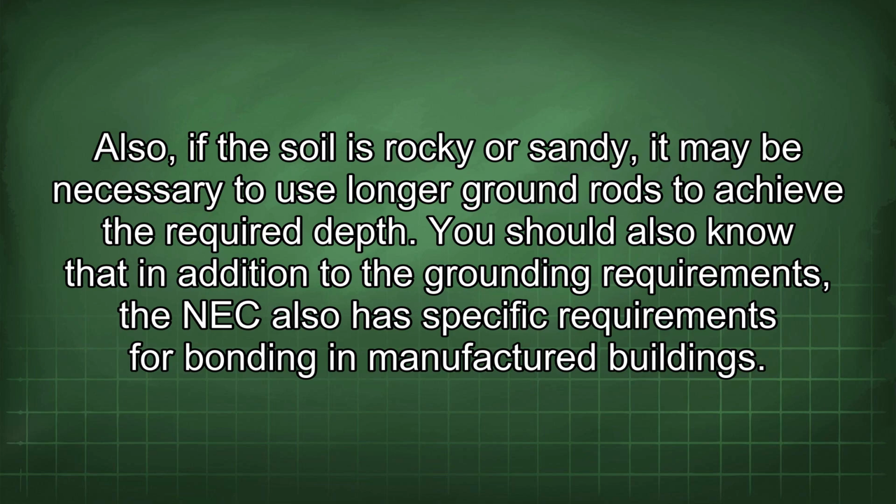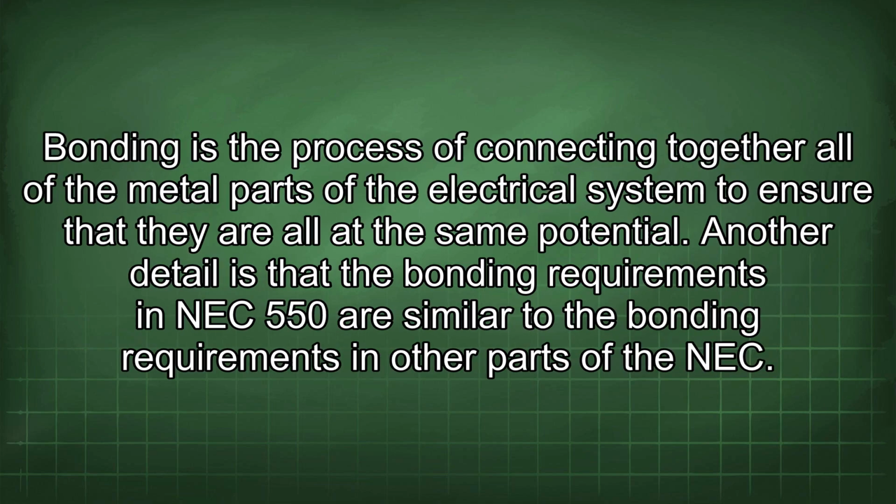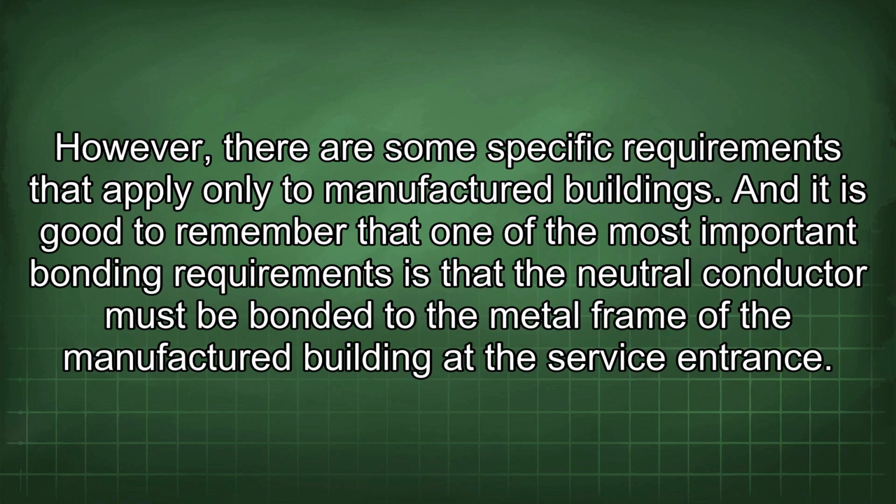You should also know that in addition to the grounding requirements, the NEC also has specific requirements for bonding in manufactured buildings. Bonding is the process of connecting together all of the metal parts of the electrical system to ensure that they are all at the same potential. Another detail is that the bonding requirements in NEC 550 are similar to the bonding requirements in other parts of the NEC. However, there are some specific requirements that apply only to manufactured buildings.